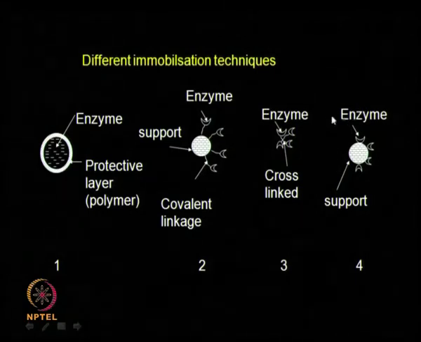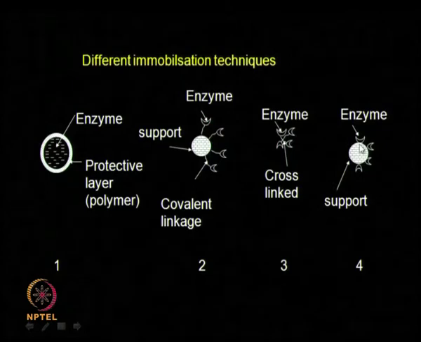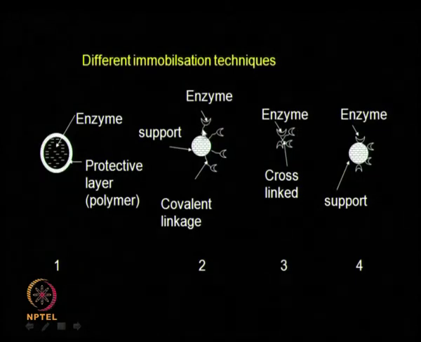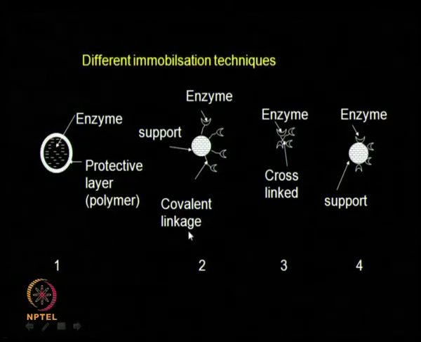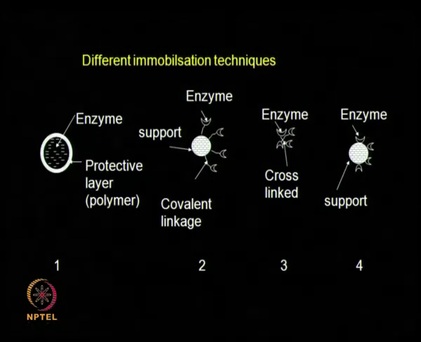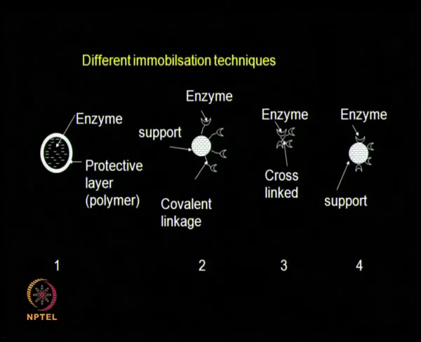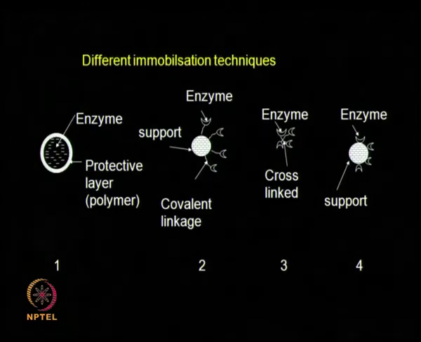Fourth approach is you are absorbing the enzyme onto a solid support. So you do not have a permanent covalent bond, but you have only absorption forces. So these are the different ways of immobilizing the enzyme. As I said, each one of them has advantages and disadvantages over the other. You select the technique based on the nature of the enzyme, how long you would like to have the enzyme activity maintained, and so on, and the cost as well of course.